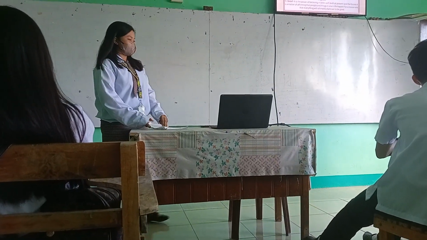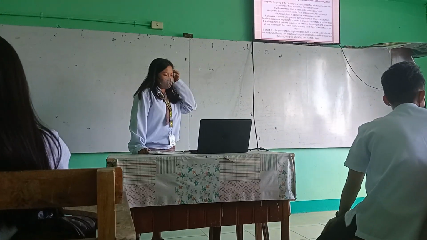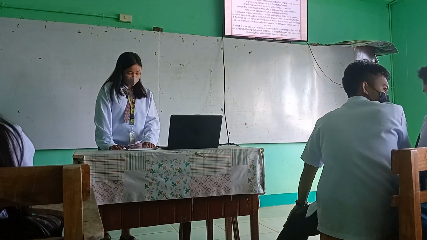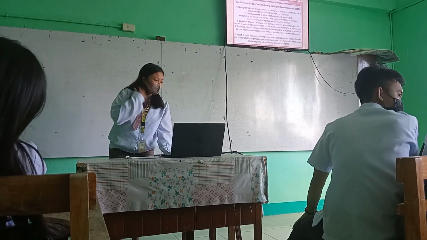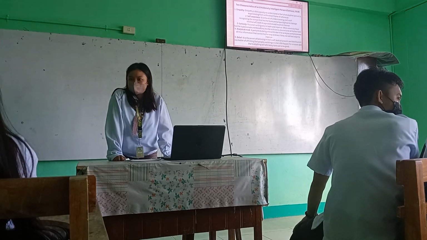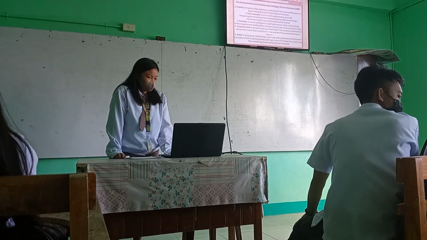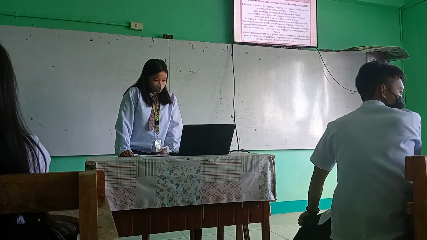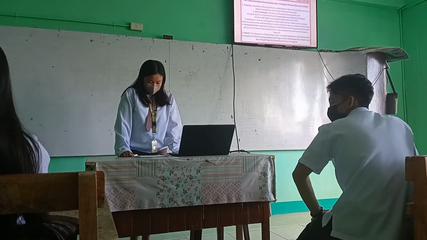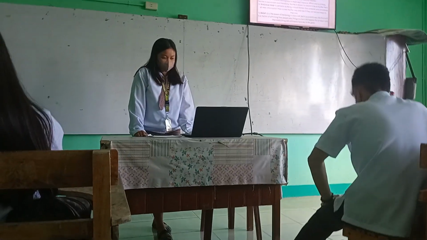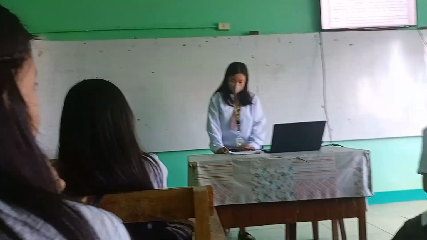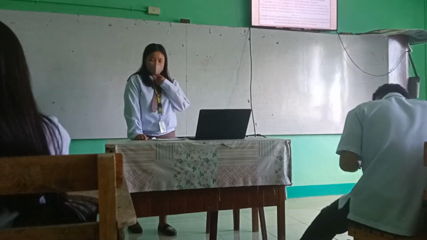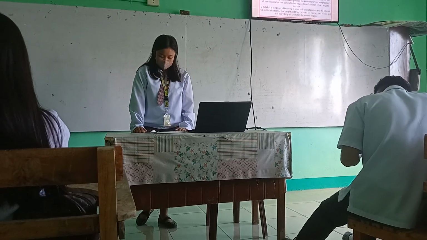So let's proceed to the 10 characteristics of an emotionally intelligent person by Honors 2015. Number 1, please read. Empathy. Empathy is the capacity to understand, for example, the capacity to place oneself in another's position.